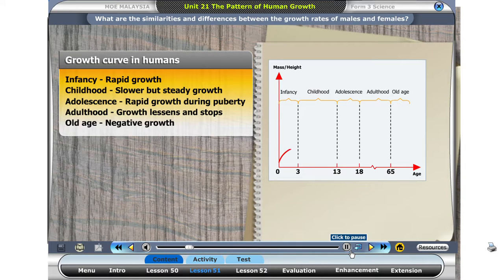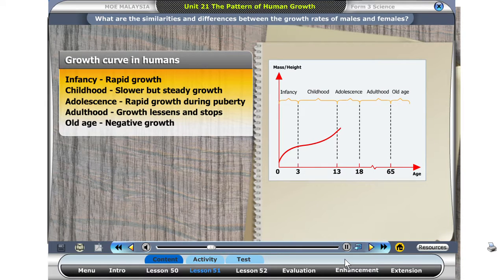During the first 3 years, which is the infancy stage, growth is rapid. After that, growth is slower but steady throughout the childhood years. During these years, children develop their intellectual ability, strength, and coordination.